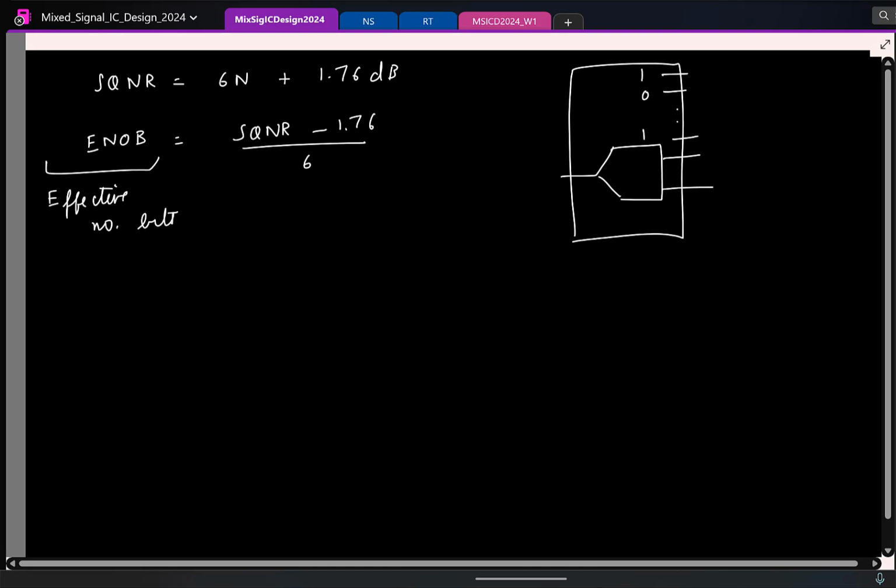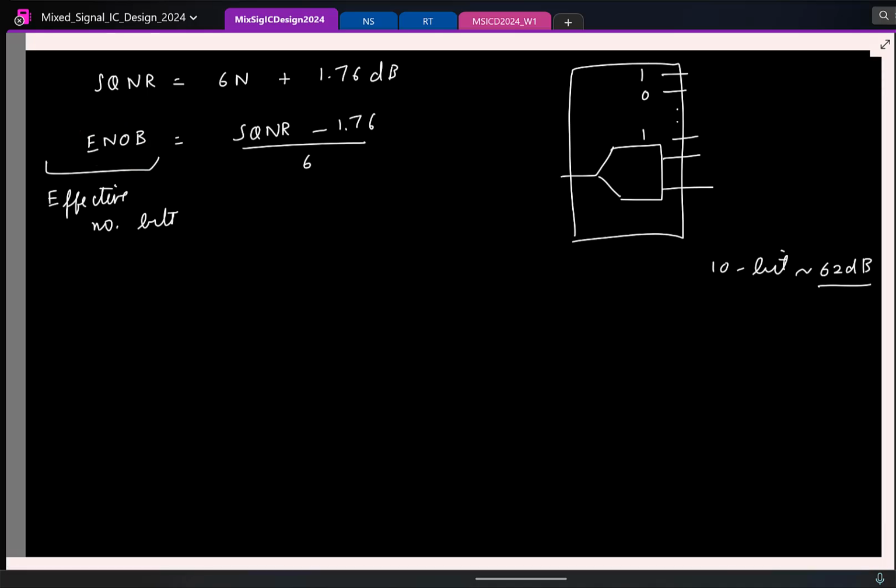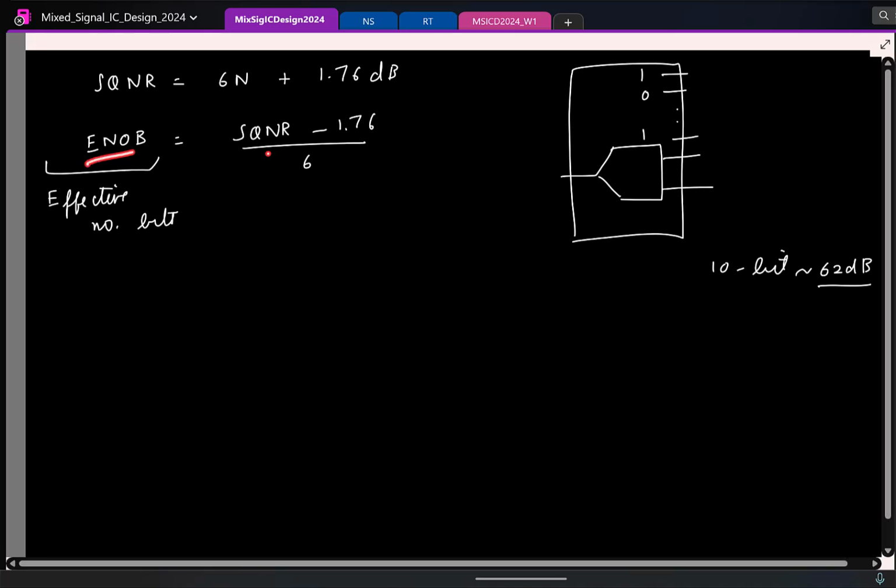In practice, let's say you try to design a 10-bit ADC. Ideally, the peak sinusoidal signal to quantization noise ratio is about 62 dB or so. But due to a lot of circuit non-idealities, you might not be able to hit this. It might be slightly smaller. So in that case, you quantify the effective resolution using this ENOB. And as you see, for finding the ENOB, we rely on sinusoidal SQNR.